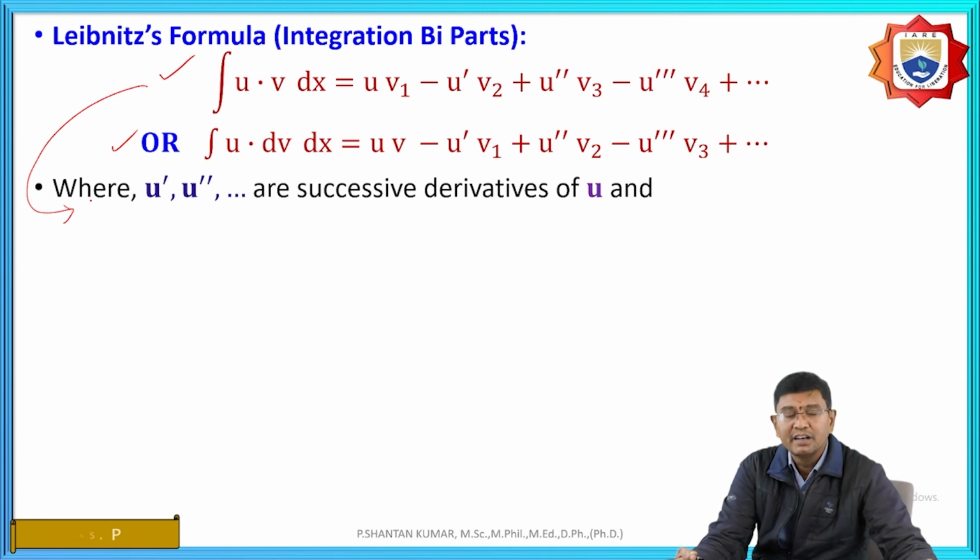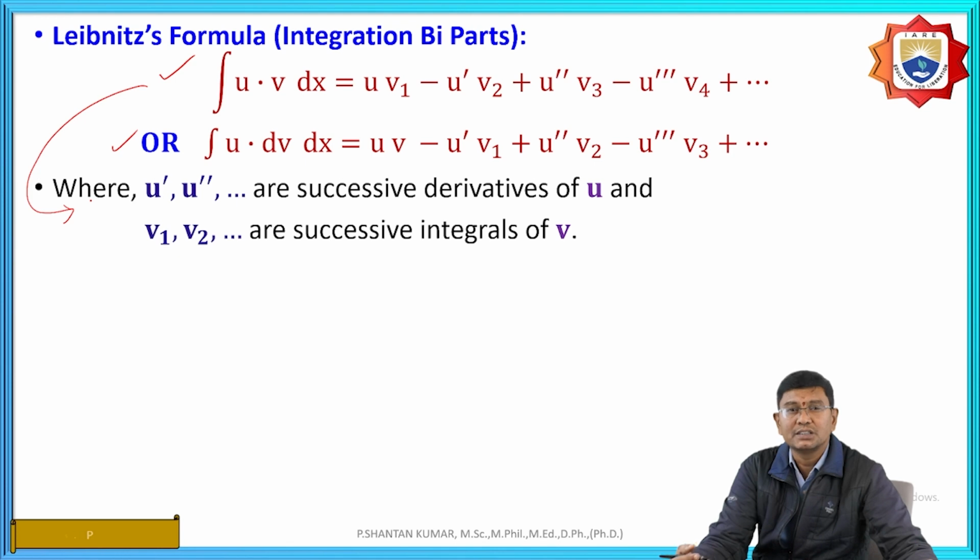And again similarly v to v1, v to v3, like that v3. That means v1, v2, v3 are successive integrations. Whatever the v, that is integration: v1 is nothing but the first integration, v2 is the second integration, and so on, increasing integration-wise.